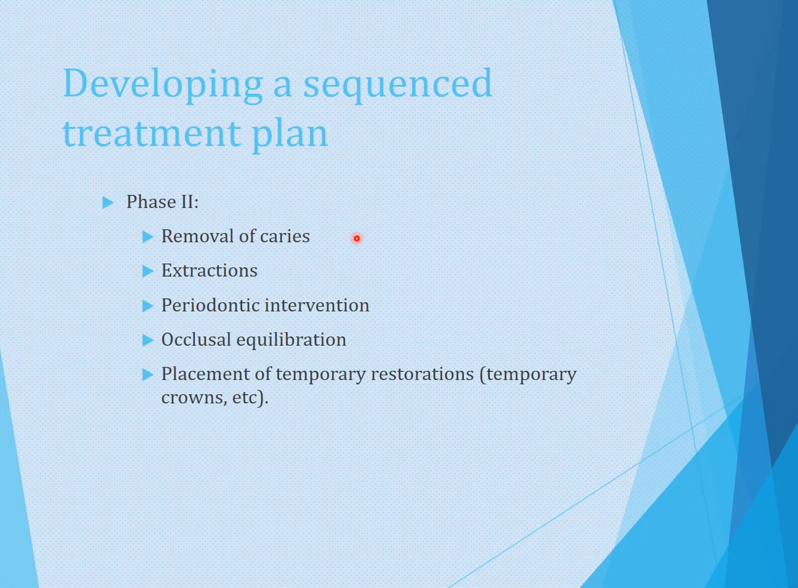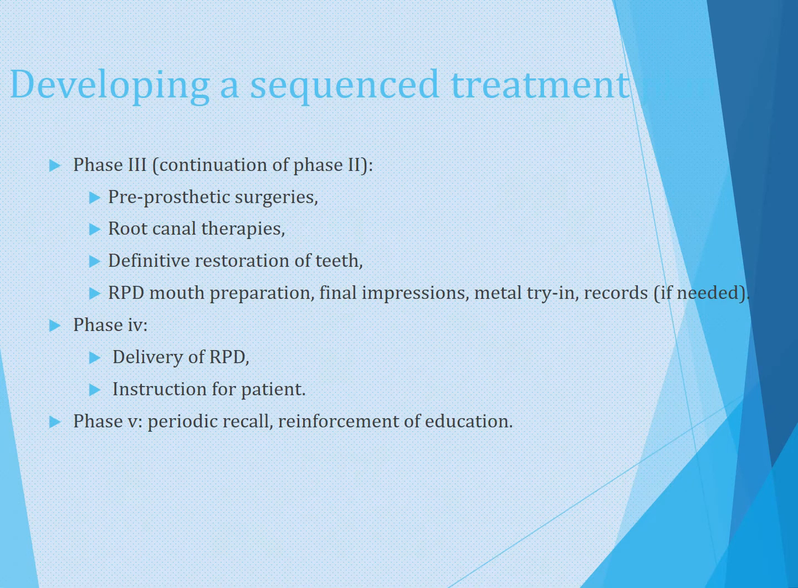So coming to phase two, you can come to the removal of caries, extraction, perio interventions, occlusal equilibration, if any procedures have to be given for that. Placement of temporary restorations and temporary crowns are all phase two. Phase three, guys, is like a continuation of phase two. So we do pre-prosthetic surgery. So this is basically mouth preparation, guys. It comes under mouth preparation.